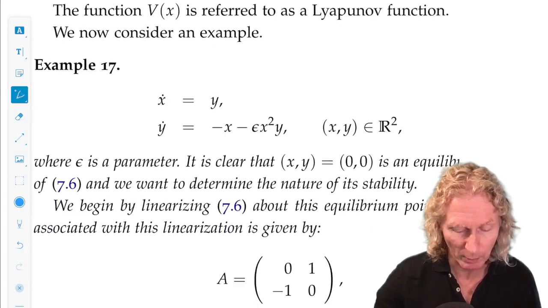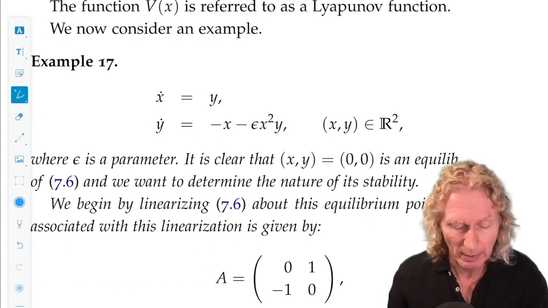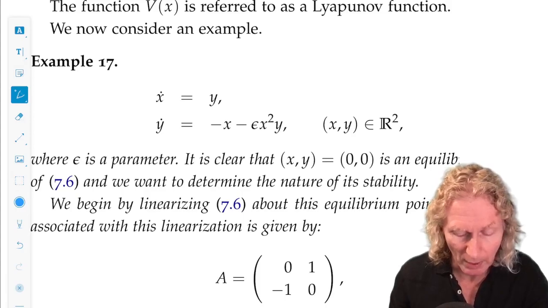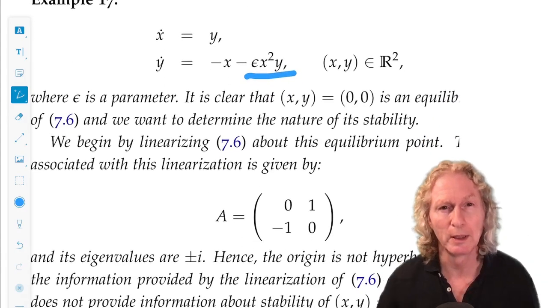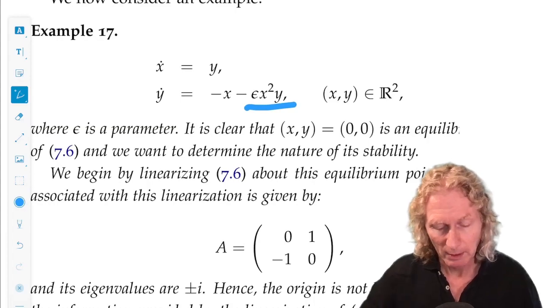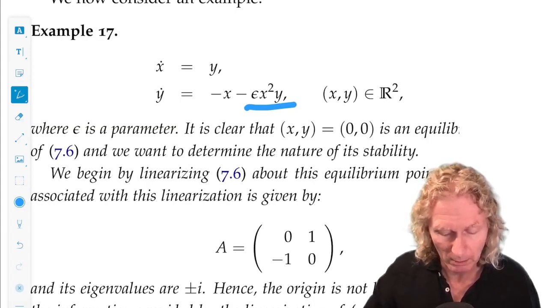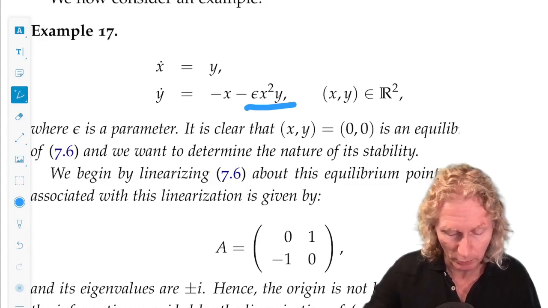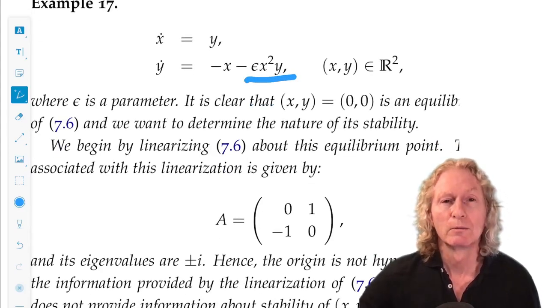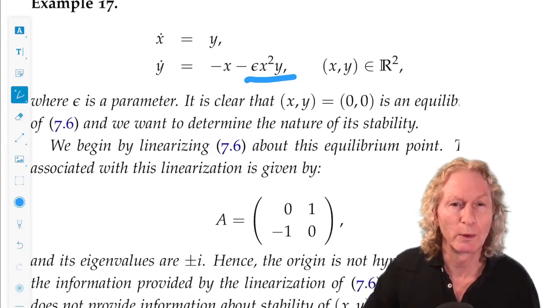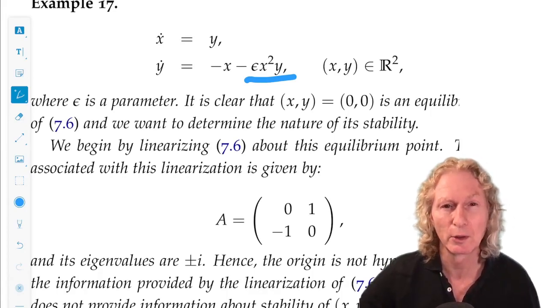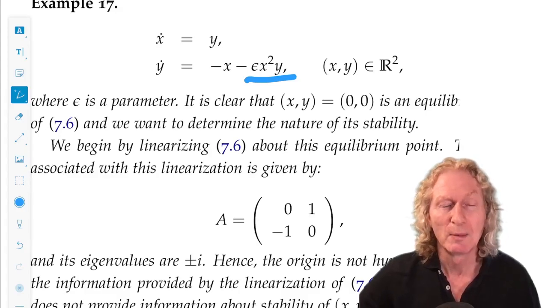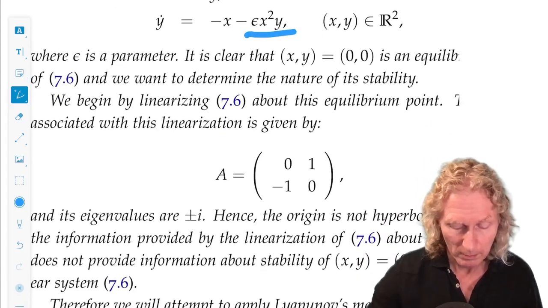Okay, let's look at an example. Two-dimensional, x dot equals y, y dot equals minus x minus epsilon x squared y. And epsilon is a parameter. We'll worry about the sign of it, and whether or not it can be zero, shortly. All right, so for a two-dimensional vector field with an equilibrium point at the origin, the first thing to try would be linearization to determine its stability, because that's pretty easy to do in two dimensions.